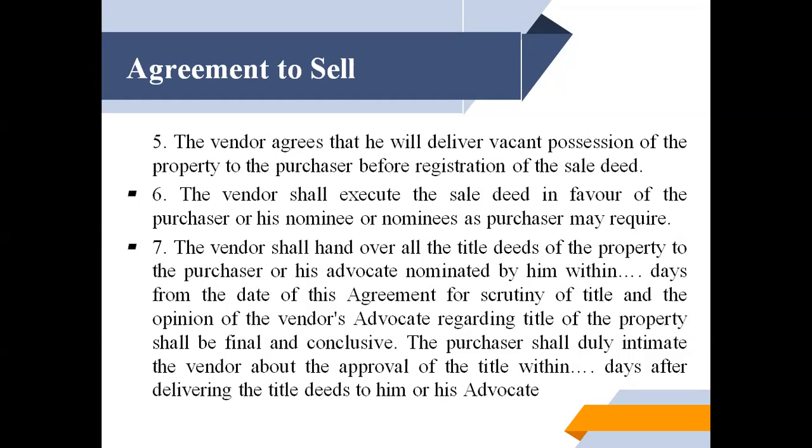The vendor shall hand over all the title deeds of the property to the purchaser or to the second party, as the case may be, or to his advocate nominated by him within a period of dash days from the date of this agreement for scrutiny of the title, and the opinion of the purchaser's advocate regarding title of the property shall be final and conclusive. The purchaser shall duly intimate the vendor about the approval of the title within a period of so and so days after delivering the title deeds to him or to his advocate. So my dear students, these are all the terms and conditions which may be put forth as may be determined or as may be fixed by the respective parties to the deed.